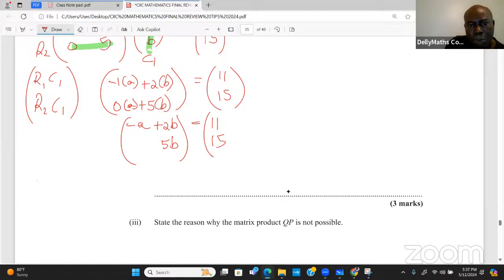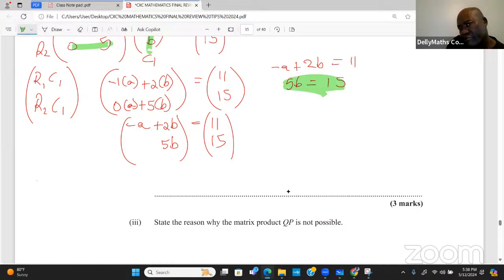Here it is. Now we can equate them. Take a look: -A plus 2B is 11, and 5B is equal to 15. I'm going to solve this one first, not as a simultaneous equation or anything. So I get 5B is equal to 15. To find B, divide both sides by 5: B is equal to 3. So now I know that B is 3.